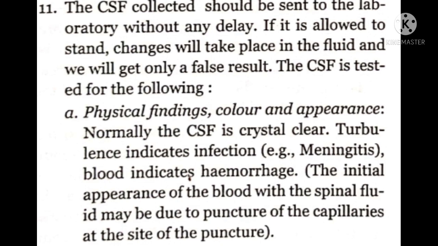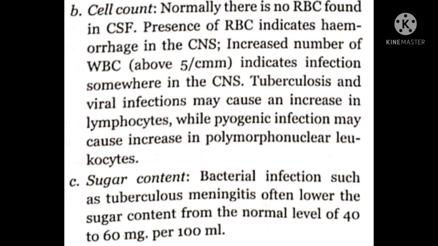Normally the CSF is crystal clear. Turbidity indicates infection, e.g., meningitis. Blood indicates hemorrhage. The initial appearance of the blood with the spinal fluid may be due to puncture of the capillaries at the site of the puncture. B. Cell count. Normally there is no RBC found in CSF. Presence of RBC indicates hemorrhage in the CNS.